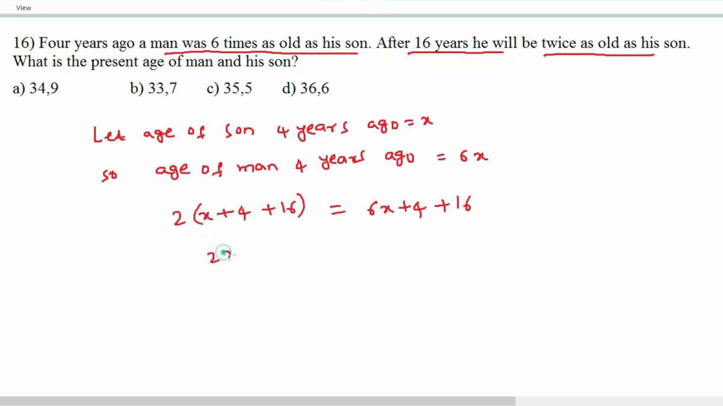Two into x, 2x plus 16 plus 4, 20. 20 into 2, 40 equal to 6x plus 20. 16 plus 4 20. 6x minus 2x, 4x equal to 20 is left side. 40 minus 20, 20. X equal to 5. What is the present age of man and his son?